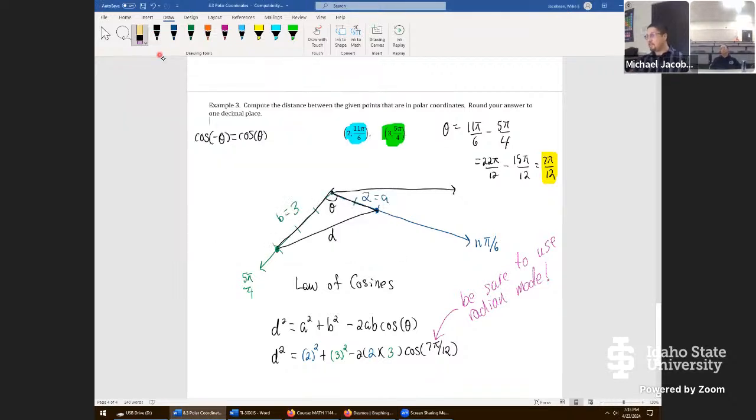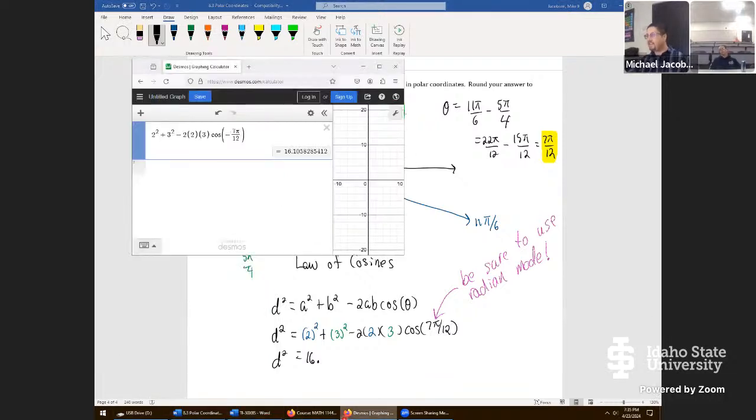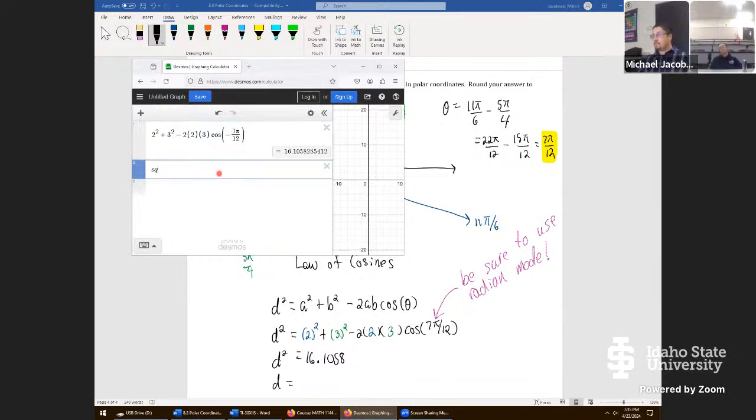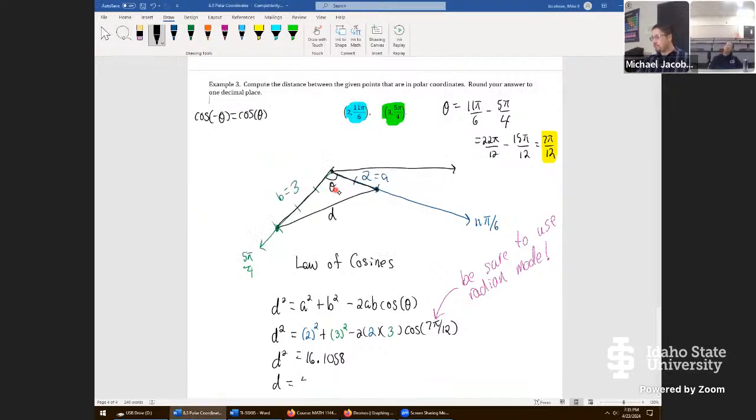So let's put in the distance squared equals 16 point, that's the wrong calculator, 1058. So last step, just take the square root of that prior answer. The distance between those 2 points in polar coordinates goes square root 16.10582. And let's see, we're rounding to 1 decimal place. Looks like a 4.0. It's not exactly 4, but it's awfully close.